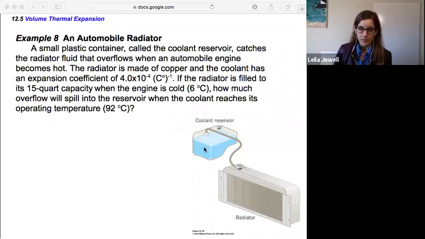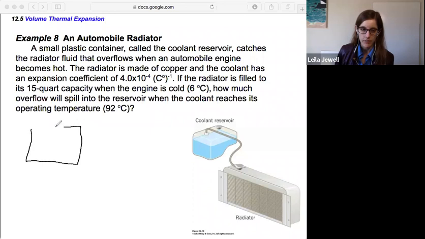All right. So first off, taking a look at the picture they have, we're actually focused on the radiator, which we can't see much of because it looks like a radiator. And then we know the overflow will go to the coolant reservoir. So there's somewhere for this to go, which is good. But I might redraw my radiator and then make it three-dimensional since it mentions a volume.